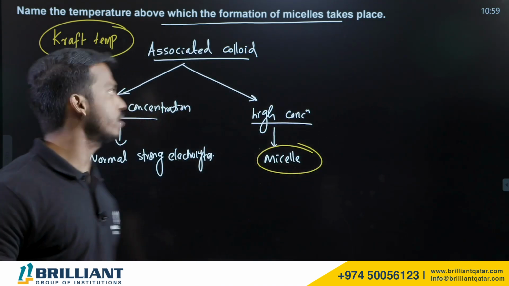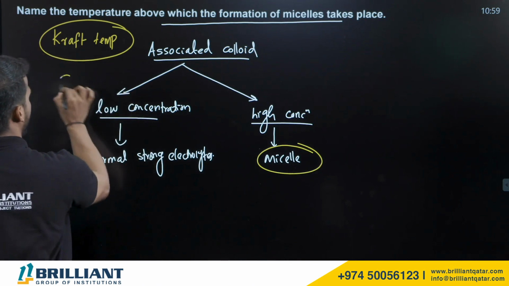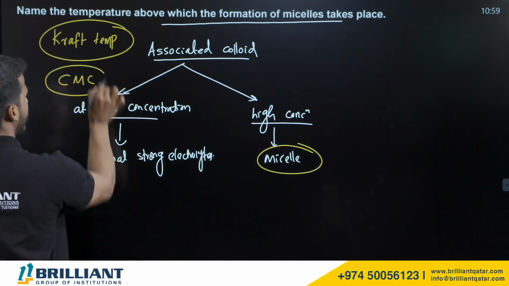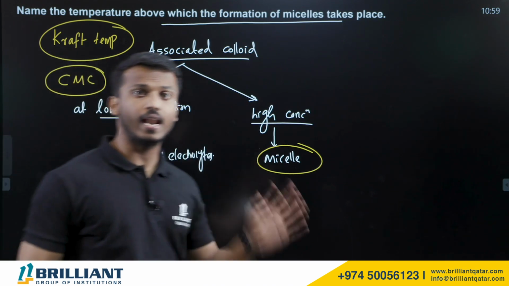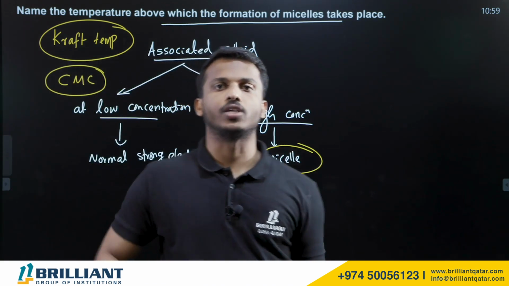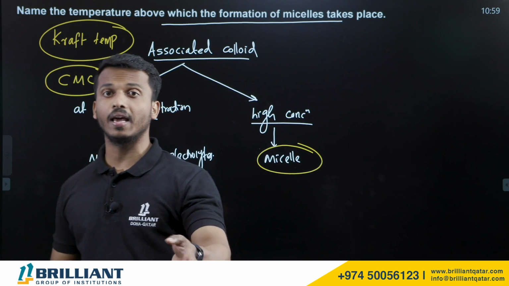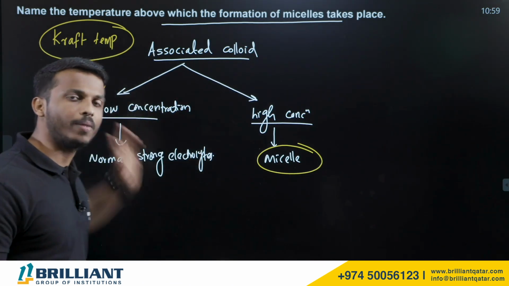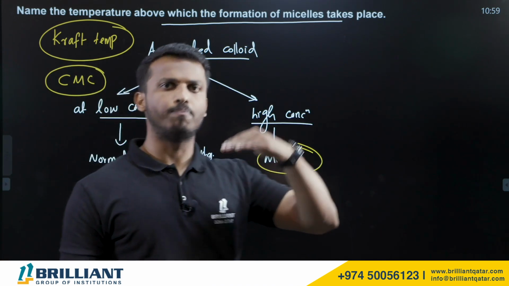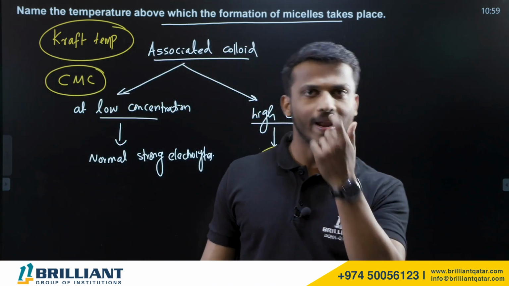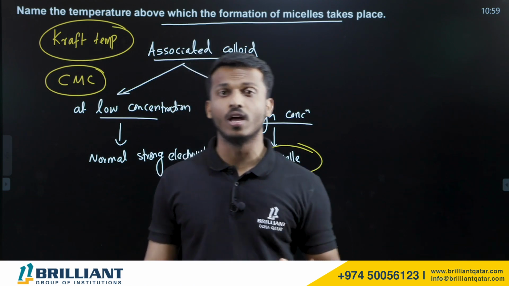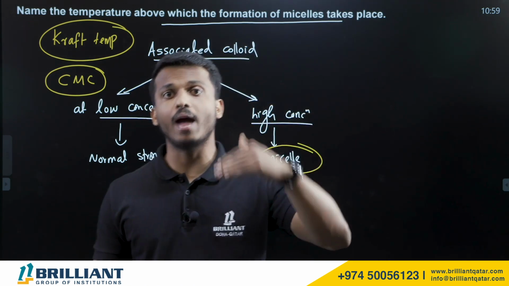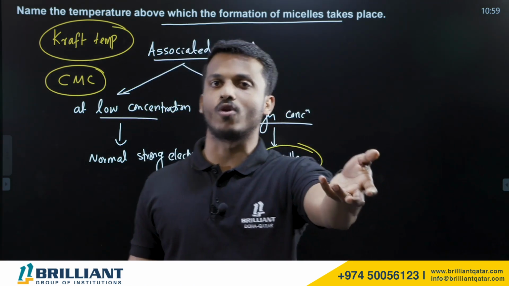One more topic you have studied after Kraft temperature is called CMC. What is CMC called? Critical micelle concentration. Same definition. What is Kraft temperature? The temperature above which micelle formation can happen. CMC is the concentration above which micelle formation can happen.